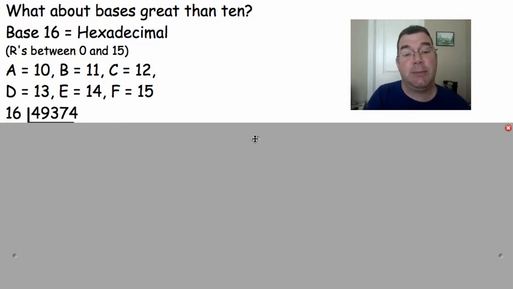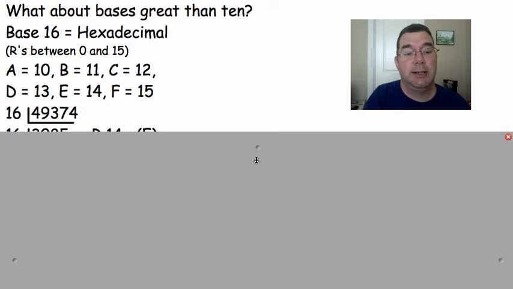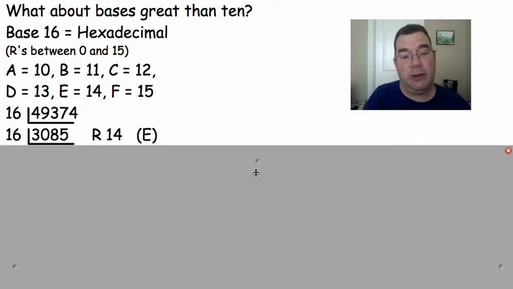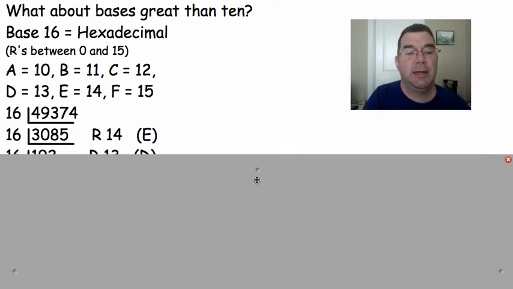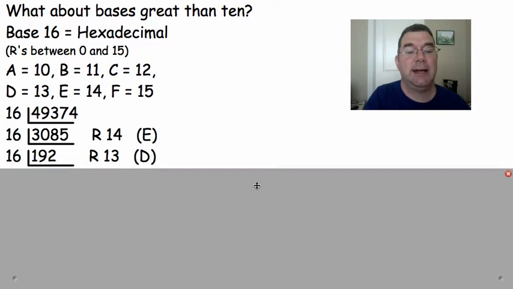So I'm going to go through the same process, divide by 16 until I get a quotient of 0. So when I divide this by 16, I get 3,085 with a remainder of 14, and remember 14 is represented by the letter E. Then if I divide that by 16, I get 192 with a remainder of 13, and remember that's represented by the letter D.